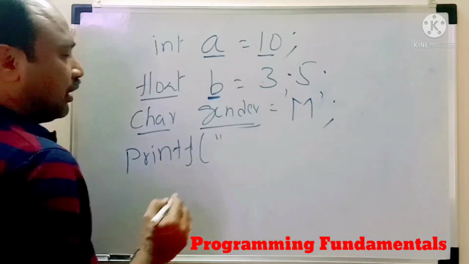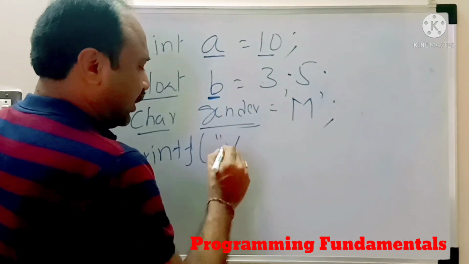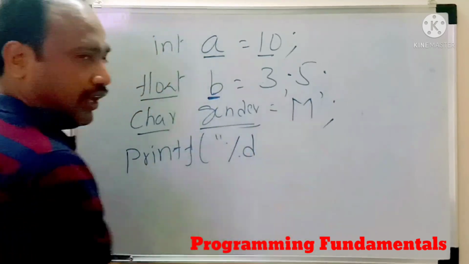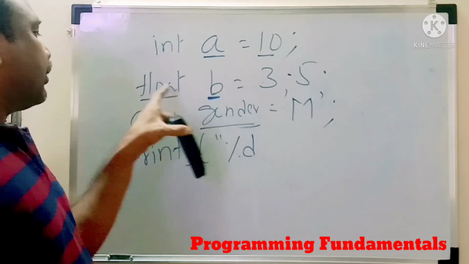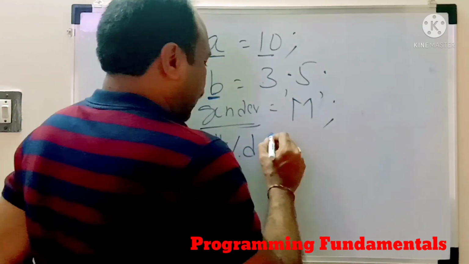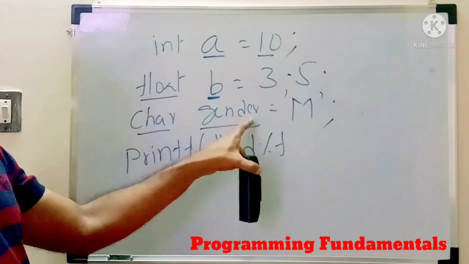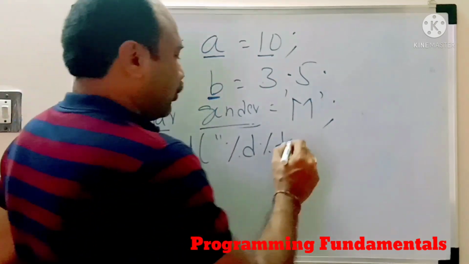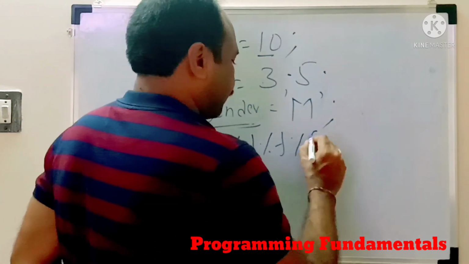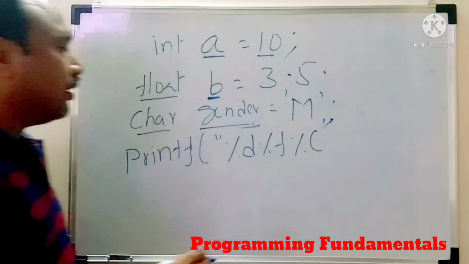First, A is what type? Integer type. To print an integer, use %d. B is what type? Float type. To print a float value, use %f. Gender is what type? Char type. Use %c.